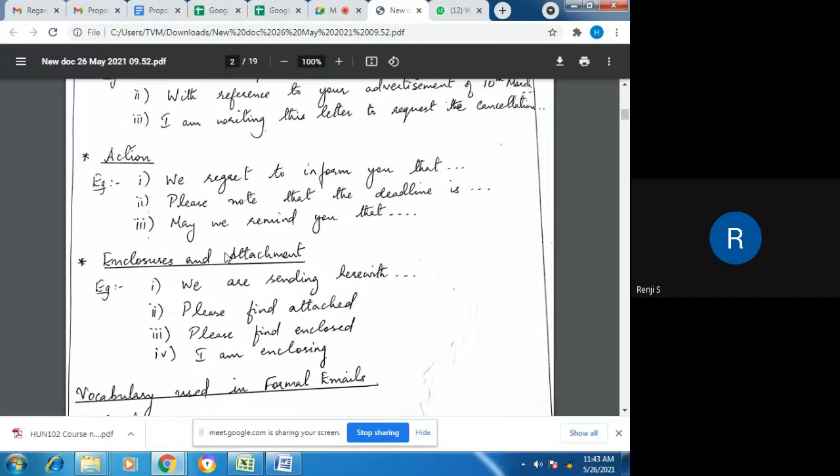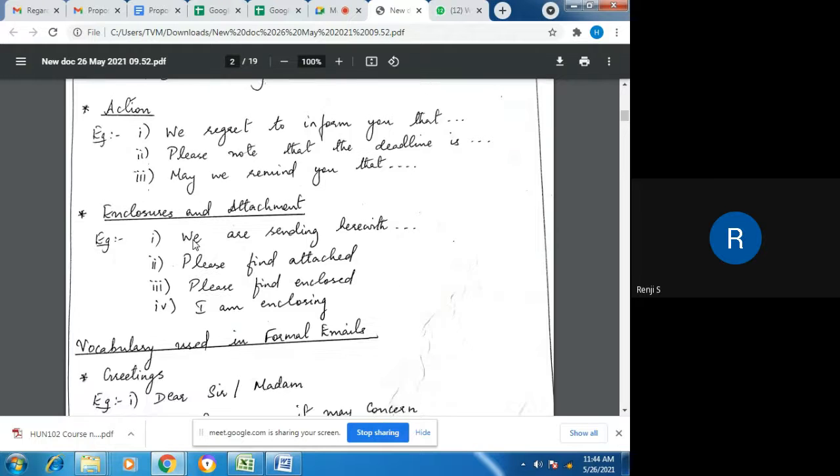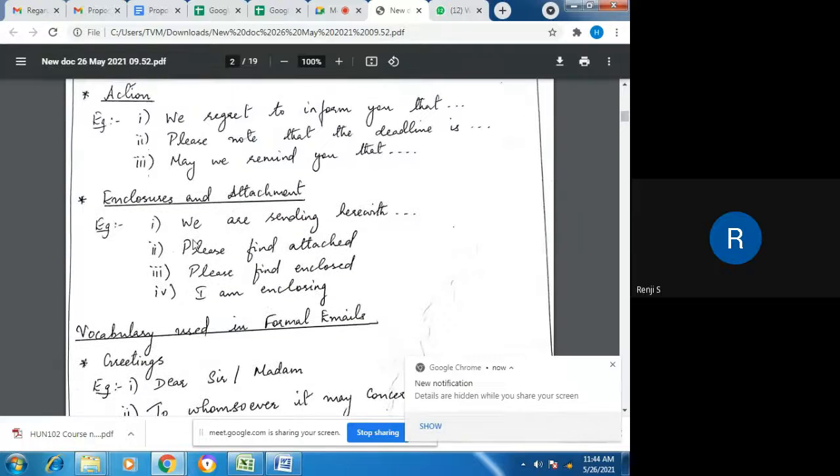If you're going to send a reminder letter, then we can start like this: may we remind you. And these, please, may, we regret, etc., are all sentences which seem to be in a good manner, and the reader will also take it in a good way. So we should not provoke the person who is reading. So just use certain words which show that you are writing in a good way. So next is enclosures and attachments.